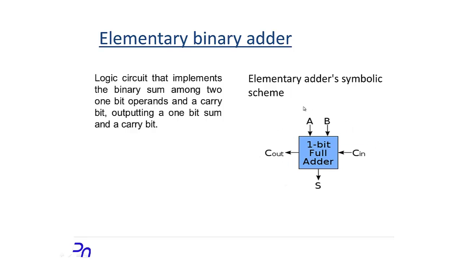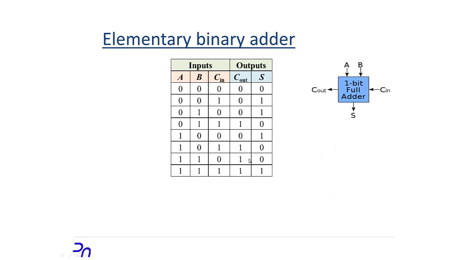We have the two operands of 1 bit each, A and B, and we also have an input that is the carry in, the carry out, and also the value of the sum of A, B, and carry in, that is the S. Remember that computers use binary system, and so do we.